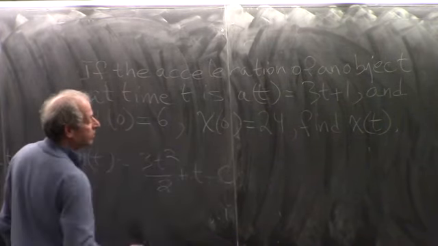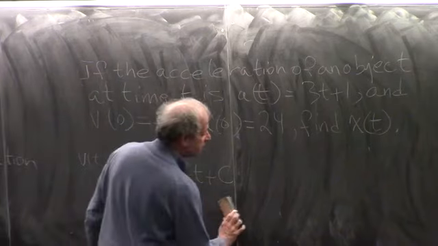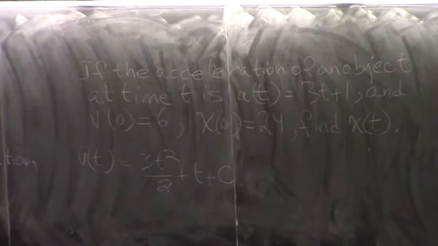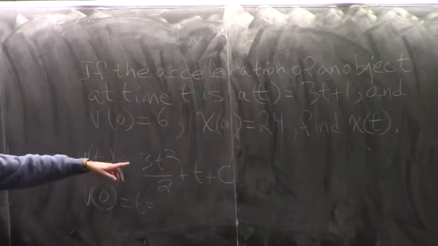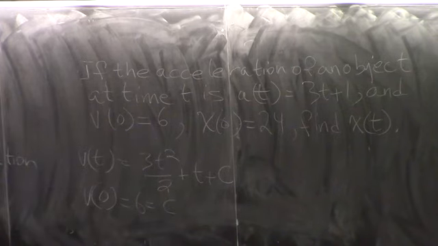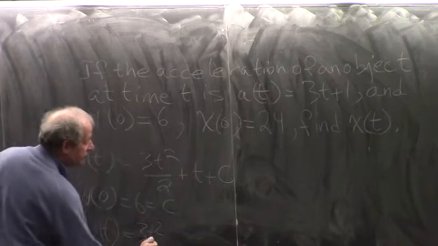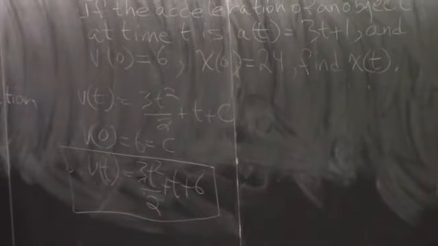So check. You take the derivative of 3t squared over 2, and you get 3t. Take the derivative of t, you get 1. You take the derivative of the constant, and you get 0. Now we can solve for the constant, because we know that the velocity at time 0 is 6. When I plug in 0, I get 0 here, and 0 there, and you get c. So the velocity is 3t squared over 2 plus t plus 6. So far, so good? Not very hard.